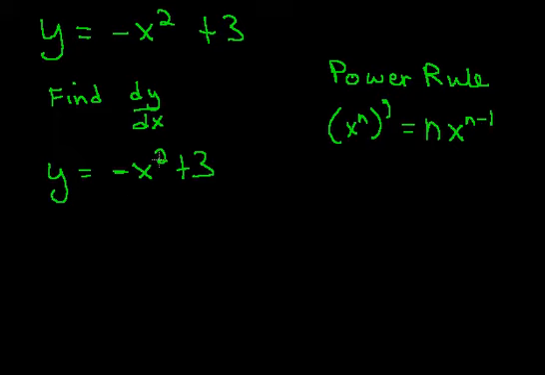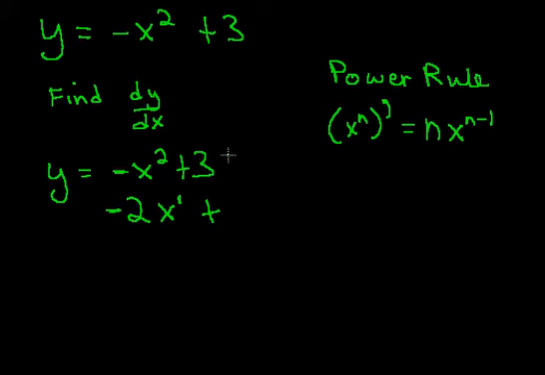So in this, right now, in negative x squared, n is 2. So n comes down and it becomes, don't forget the negative sign, negative 2 times x, and then it's x to the n minus 1. So it's negative 2x to the first. And then we have plus.